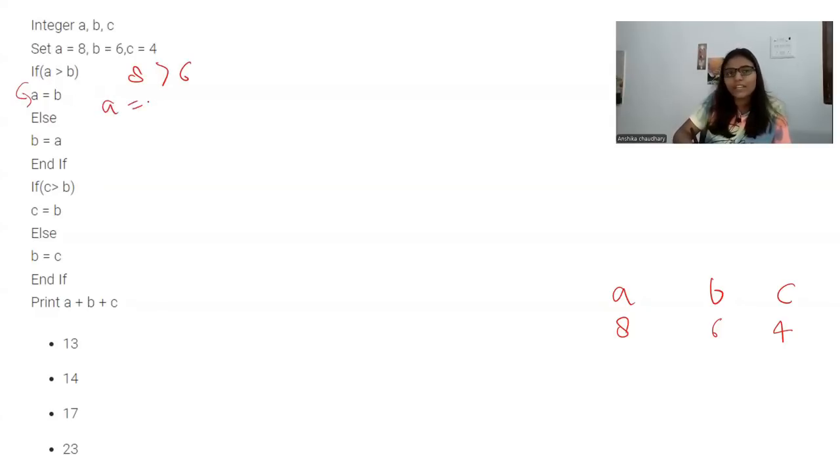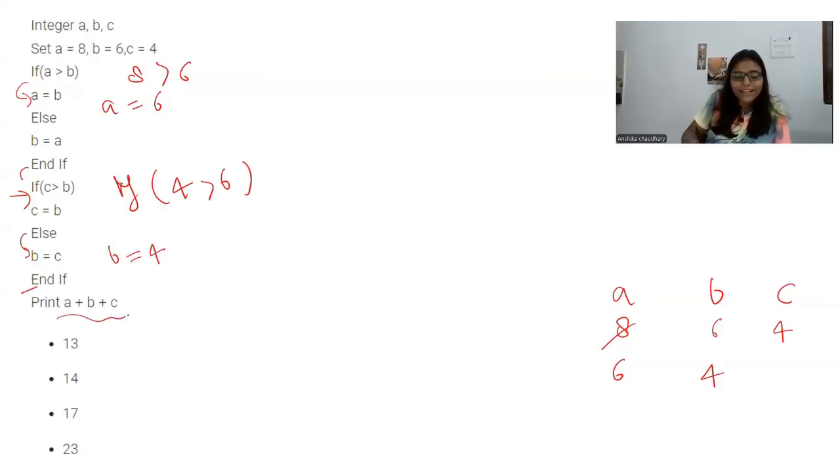So what is the value of B? Sorry, 6. 6 will be assigned to A here. So now A value will be updated to 6 and we will not go into the else part because we have done with if. So we will come out of the if part. Now again we have one more if condition and it will check for C is greater than B. So C value 4 is greater than 6. No, it's not true. So we will come here in the else part directly and B value will hold the value of C. So C is 4. So now B value will change to 4.